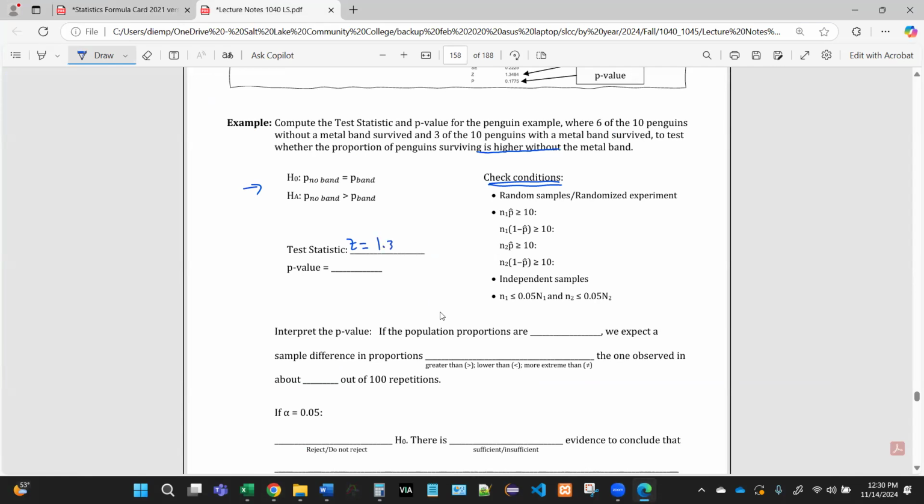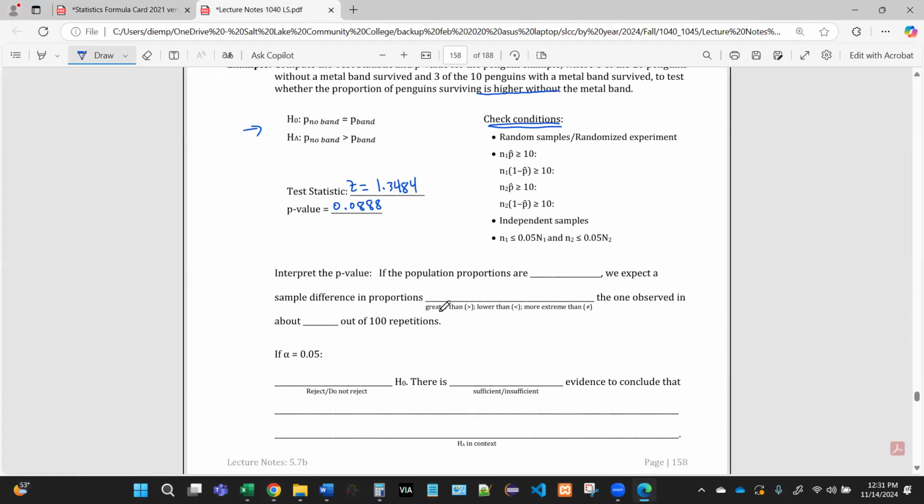Pretty much in this class, anytime we're working with proportions, we have a z-score, and the p-value here is 0.08888. All right, so this part is pretty easy. We take the p-value, we compare it to alpha. The p-value here is more than alpha. Since the p-value is more than alpha, we do not reject the null.